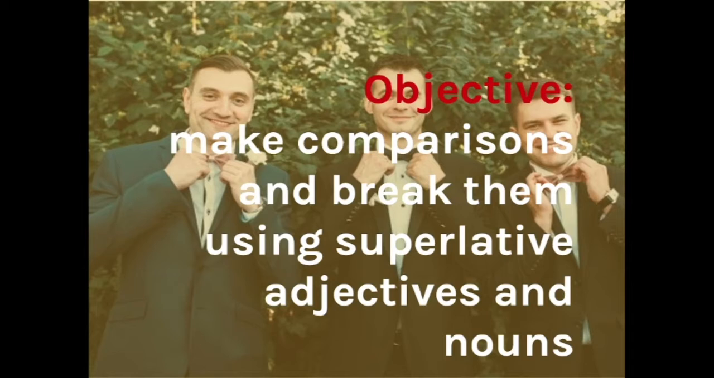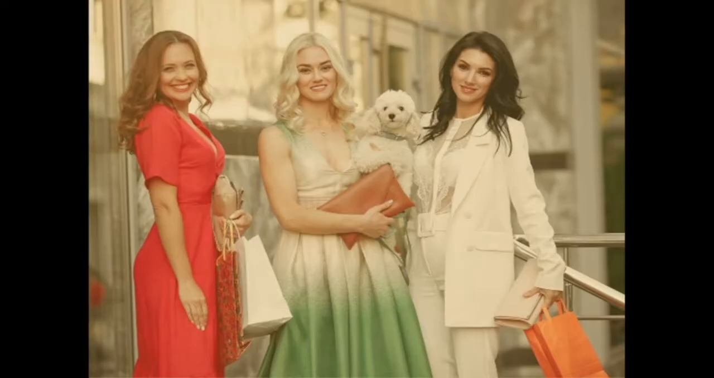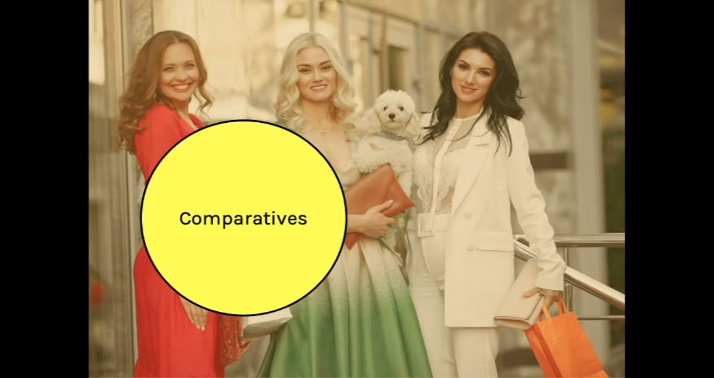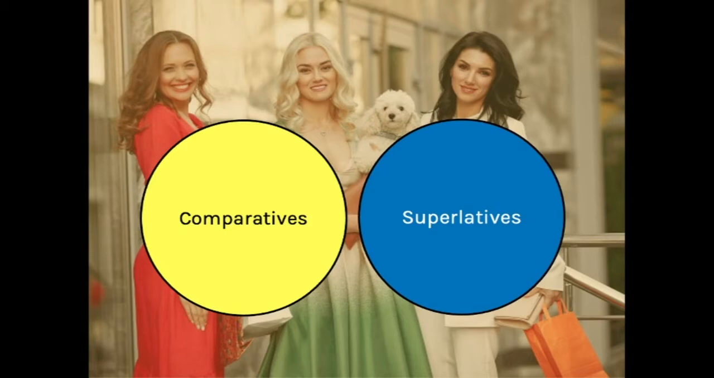What is the objective of this second part of our unit? We're going to make comparisons and we're going to break them using superlative adjectives and nouns. In the last video, we learned how to make comparisons using comparative adjectives and nouns. Now we're going to use superlatives to break those comparisons that we have already made with comparative adjectives, and we are also going to use nouns.